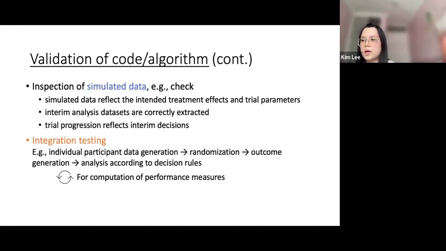Lastly, we want to do an integration test to ensure that the flow is correct. For example, we first generate individual participant data. We do randomization, then we generate outcome, then apply analysis methods, and make decisions following the rules. After that, we want to have repetitions of the whole process for the computation of performance measures.